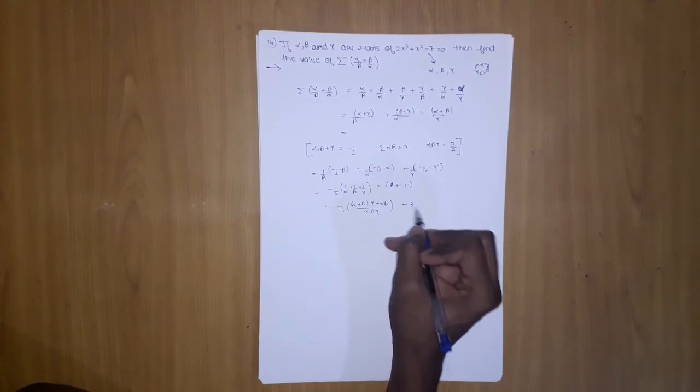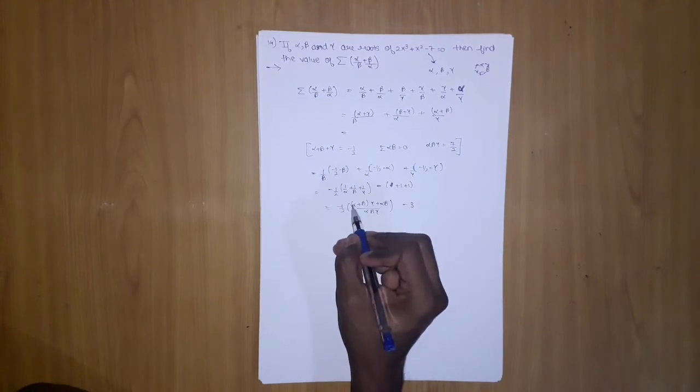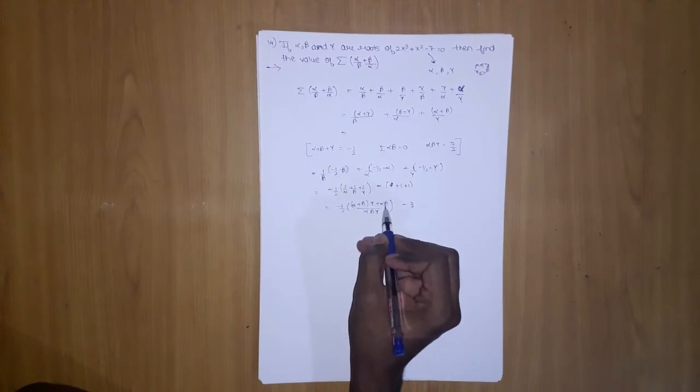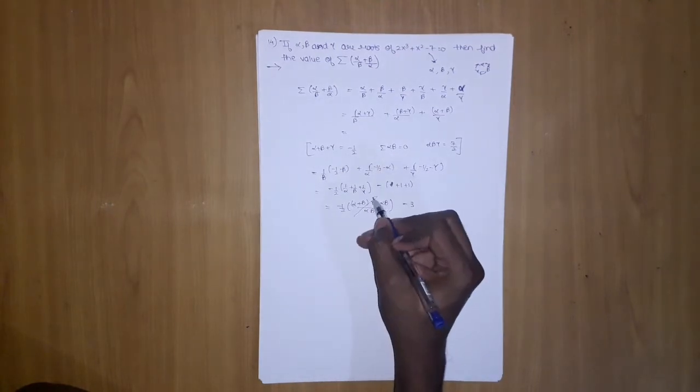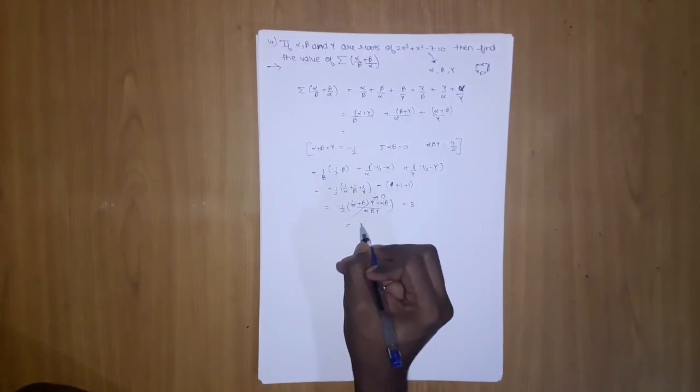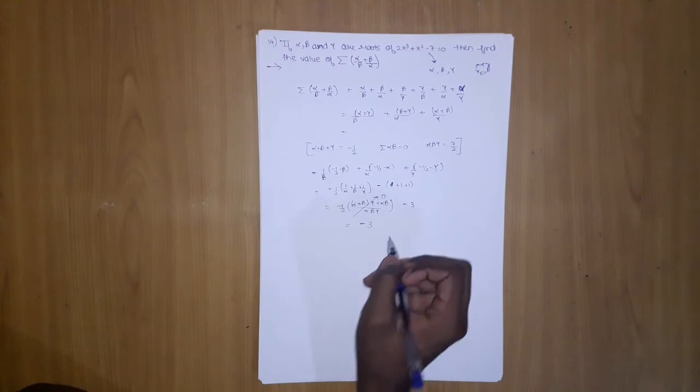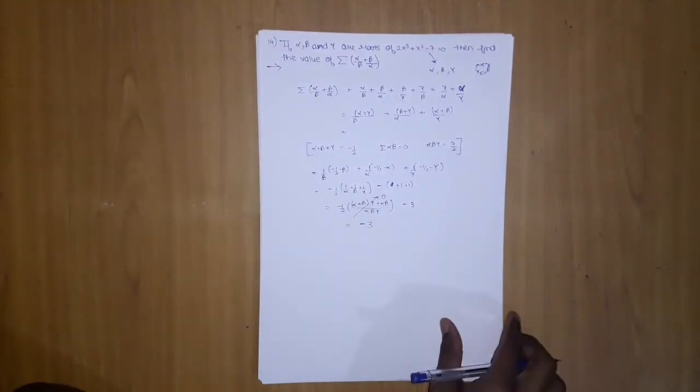And this will become minus 3. But if you observe, it will become alpha gamma plus beta gamma plus alpha beta, which we said summation alpha beta is equal to 0. So this whole term will become 0. So the final answer will be minus 3. Okay, so we are done with question number 14.